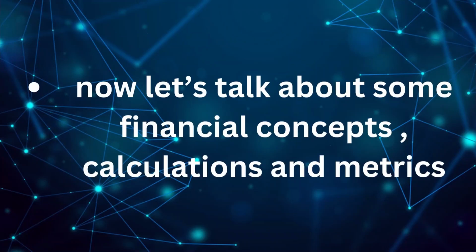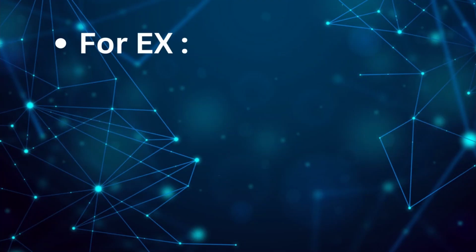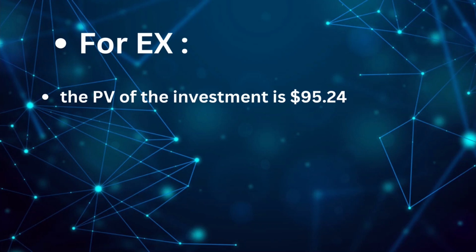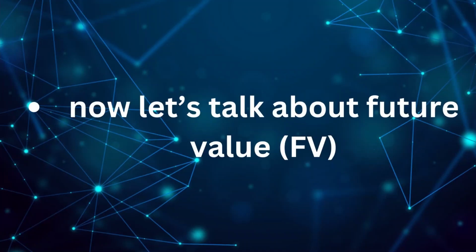Now let's talk about some financial concepts, calculations, and metrics. Present value, PV, is the current value of a future sum of money, discounted at a given interest rate and number of periods. For example, if you are investing $100 today, at an interest rate of 5% per year, the PV of the investment is $95.24. This is because the $95.24 will grow to $100 in 1 year at an interest rate of 5%.